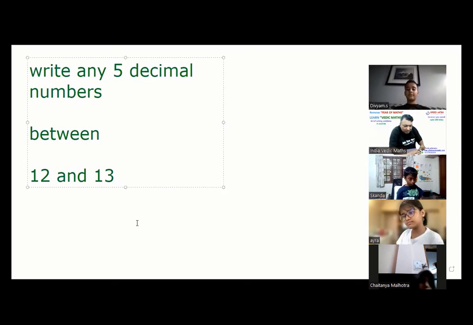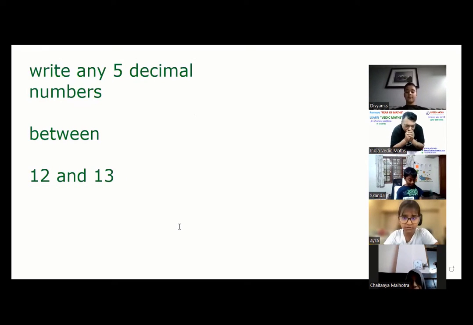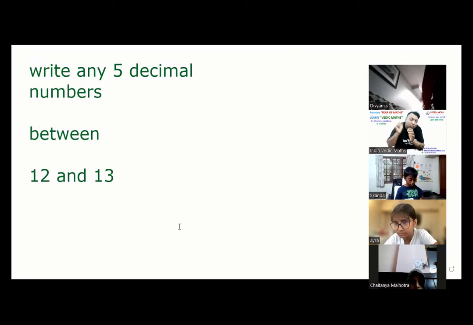Sir, so we can also write a number like 13.1? No, that is more than 13, right? It is not between. 13.1 will be more than 13 or not? 13 and 0.1 more. The decimal part is more. Right, between 12 and 13.